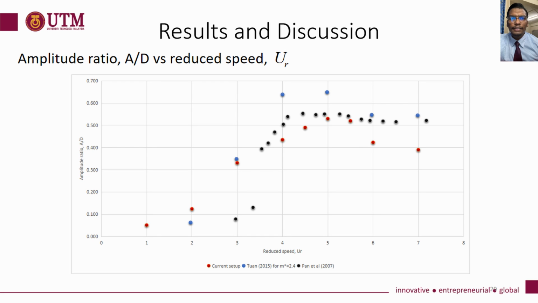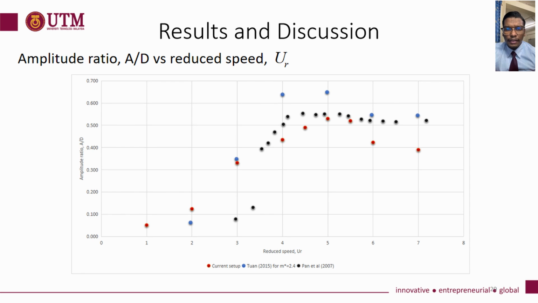From the SST K omega simulation by Tuan 2015, the maximum amplitude ratio recorded is 0.65, and the maximum amplitude recorded by Pan et al. is 0.55, which also uses the SST K omega turbulence model. The observation made from the plots of amplitude ratio against the reduced speed from Tuan 2015 and Pan et al., where the highest amplitude ratio is recorded around the same region of reduced speed, which is around reduced speed of 5.